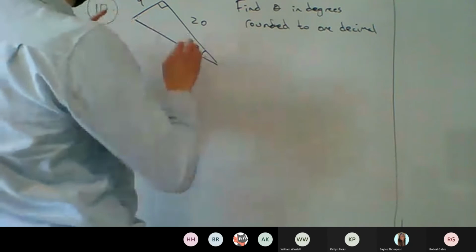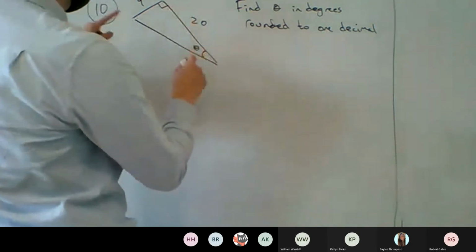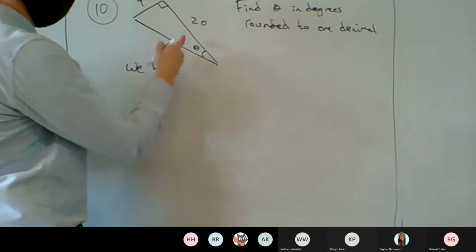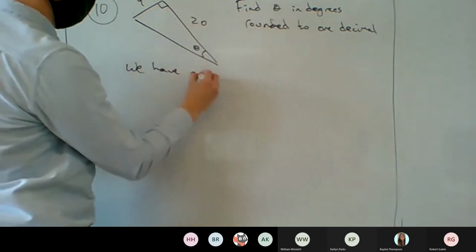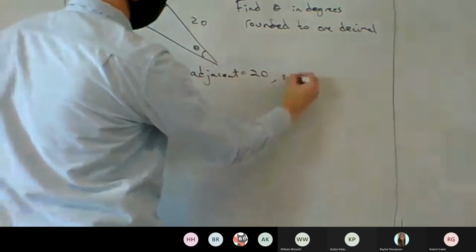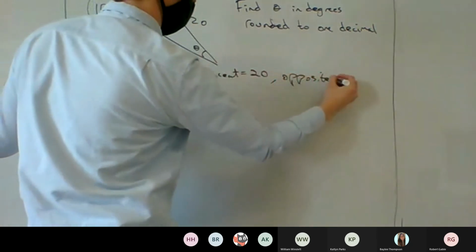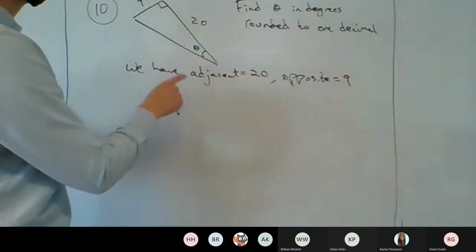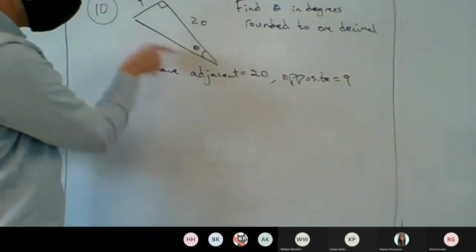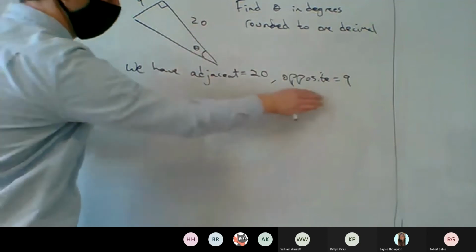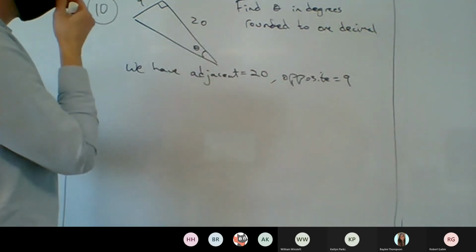Okay, so find theta in degrees rounded to 1 decimal. So we've got theta. What 2 sides do we have? Relative to theta, we have adjacent is 20 and opposite is 9. Relative to theta, what's the side length next to theta? Not the hypotenuse, right? This is the hypotenuse. We don't even care about that here because this is going to be enough for us to answer this question.